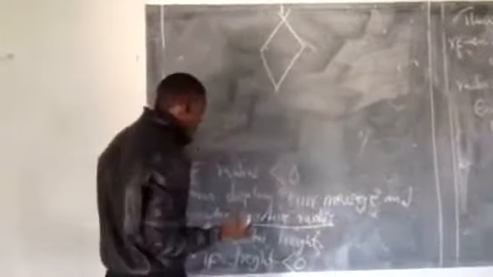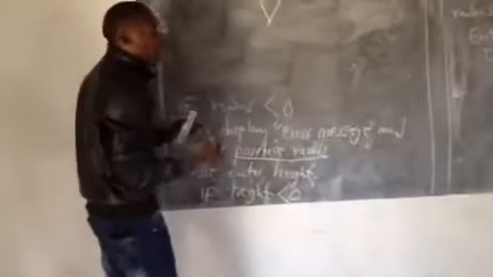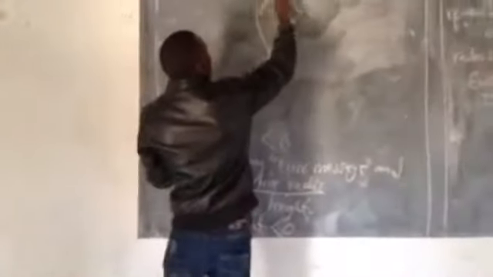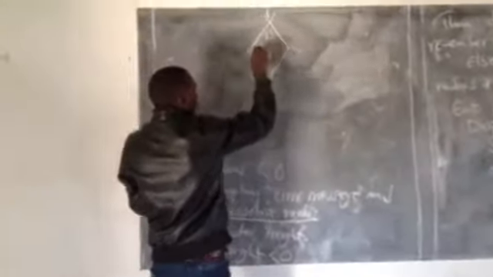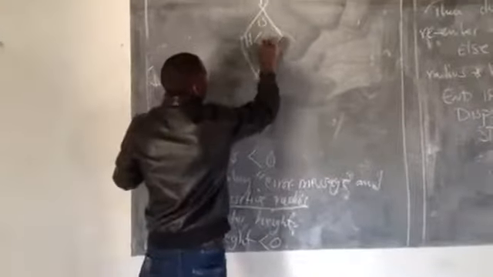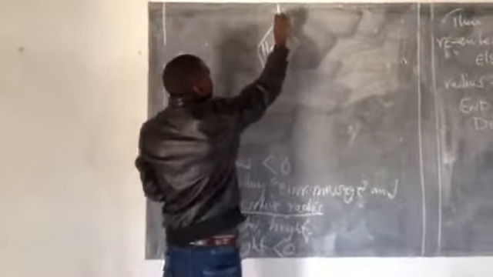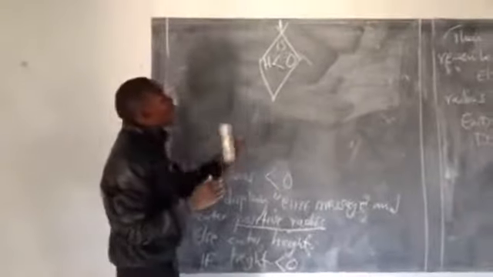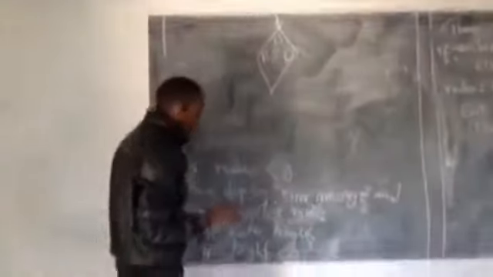Then, how can we write this, if it's in a question form? So we'll say is h, which is height, less than 0. And as you can see from that, a flowchart is what? Flowing.